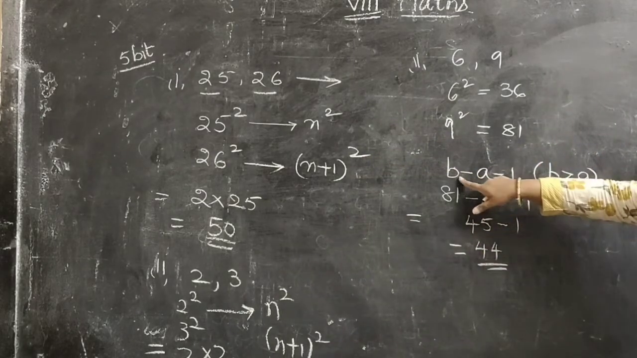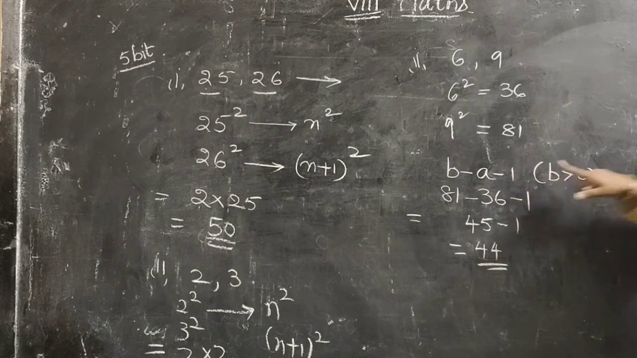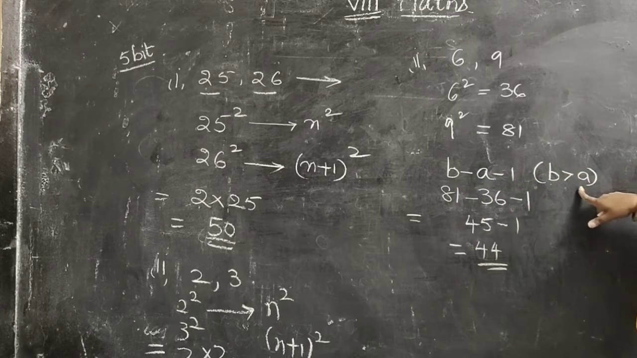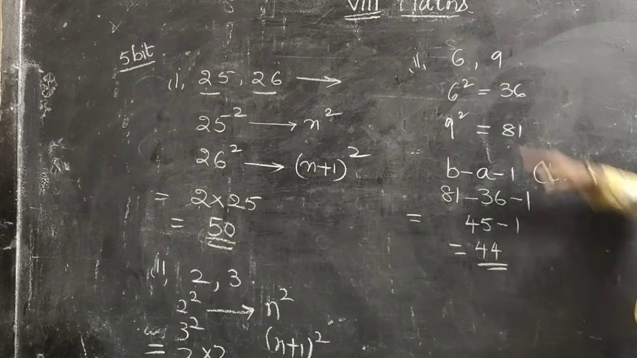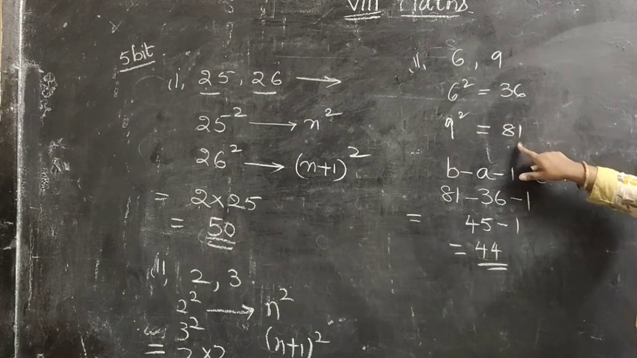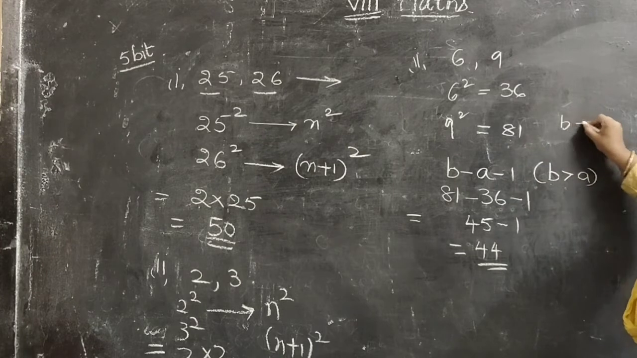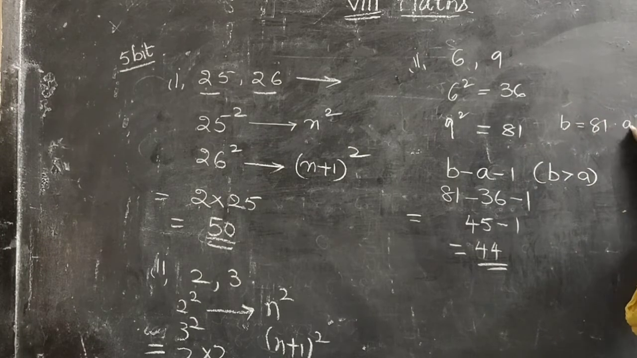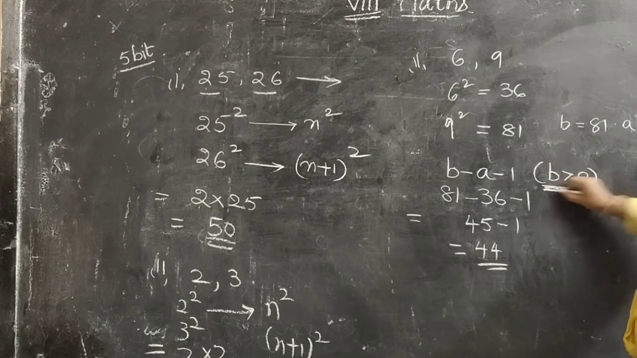What is that? B minus a minus 1, and always the b value will be greater than a value. So 6 square is how much? 36. 9 square is 81. So what is the b value here? B value is 81 and a value is 36 by using this condition.